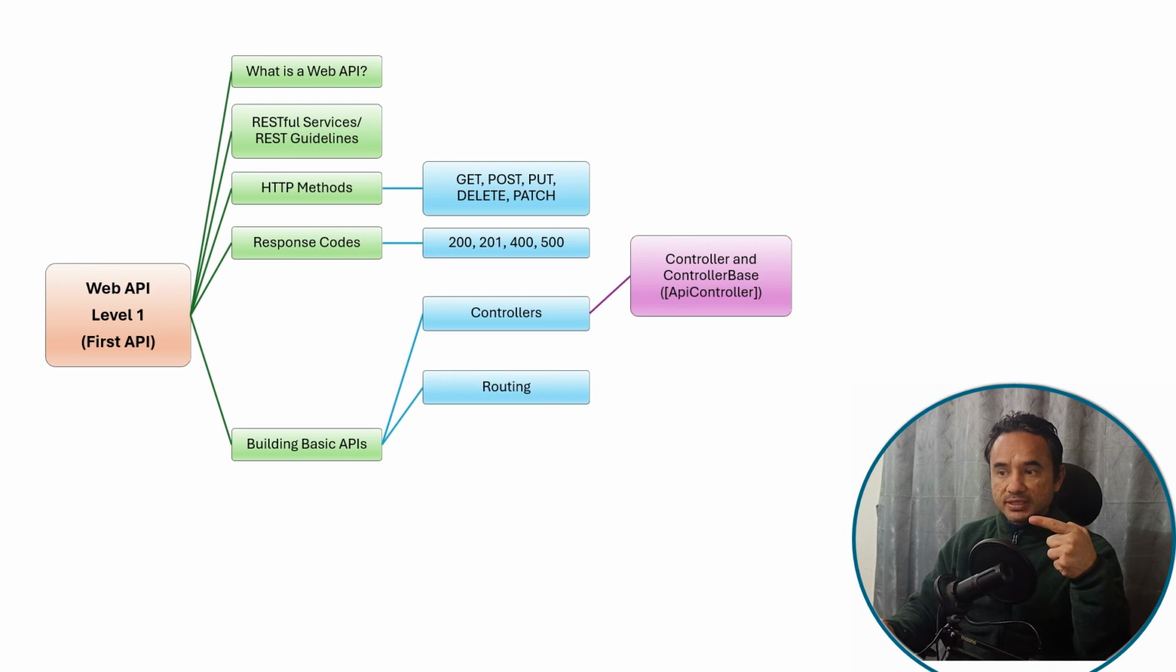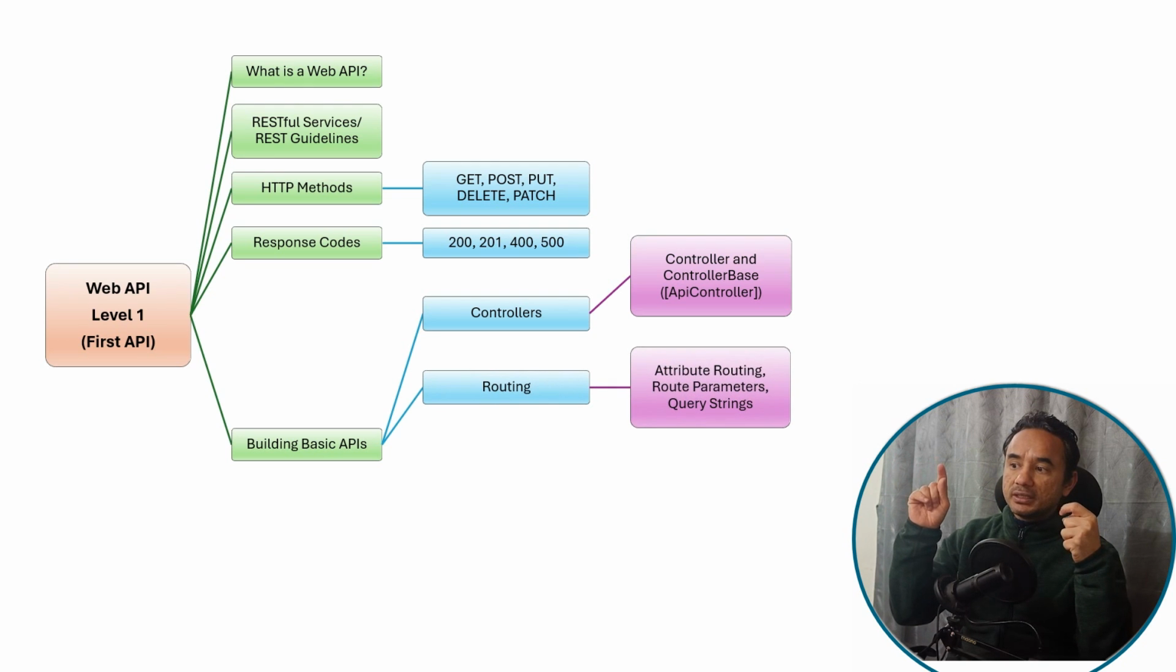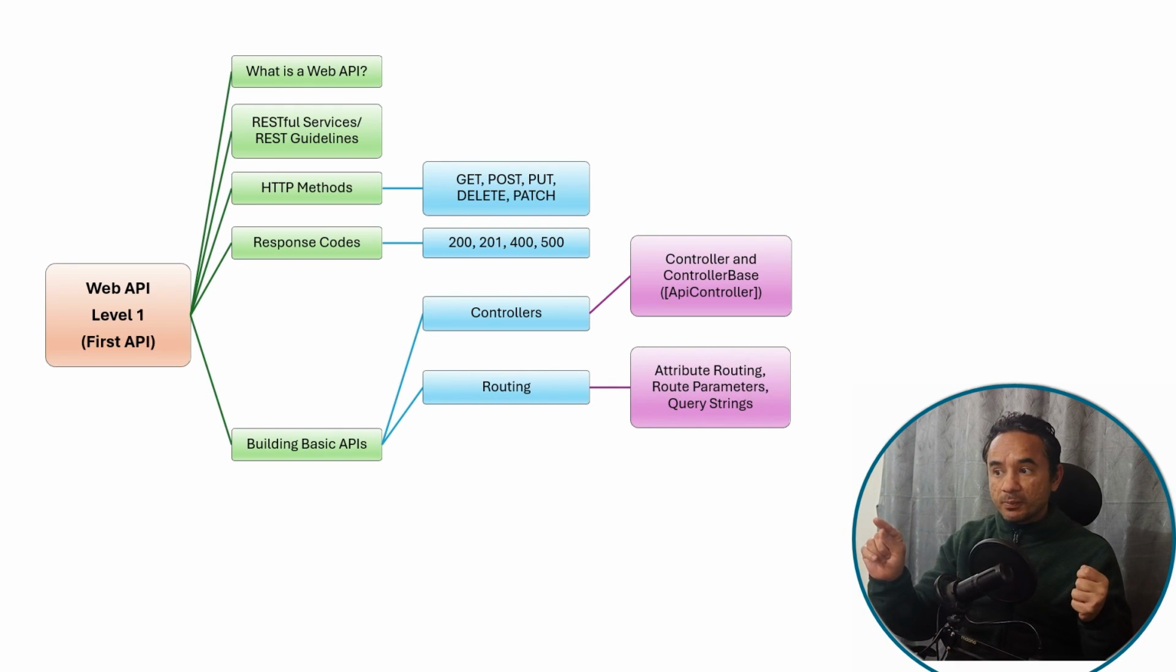Next, you have to understand the concept of routing. Here, you should learn attribute routing concepts. Very important. What are route parameters? What are query strings? That you have to explore. Both are used to basically pass data in URLs, and you have to explore. I'm not going to go into too much detail, just a very high level.